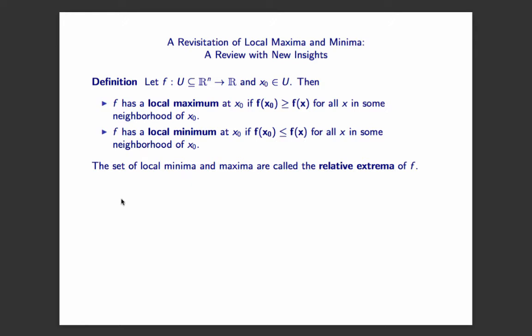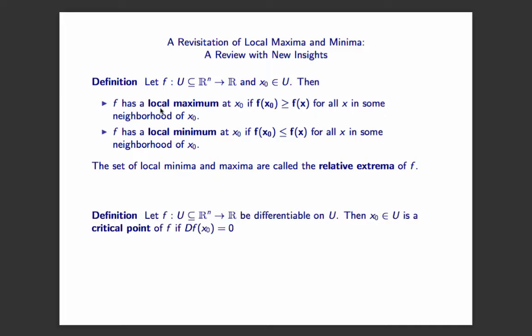If f maps an open set in Rn to R, of course it has to map into R because we need to be able to order the outputs of f. So f has a local maximum at x0 if f of x0 is greater than or equal to f of x for all x in some neighborhood of x0. And of course, if I flip that inequality around, I have a local minimum. And altogether, the set of local minima and maxima are called the relative extrema.